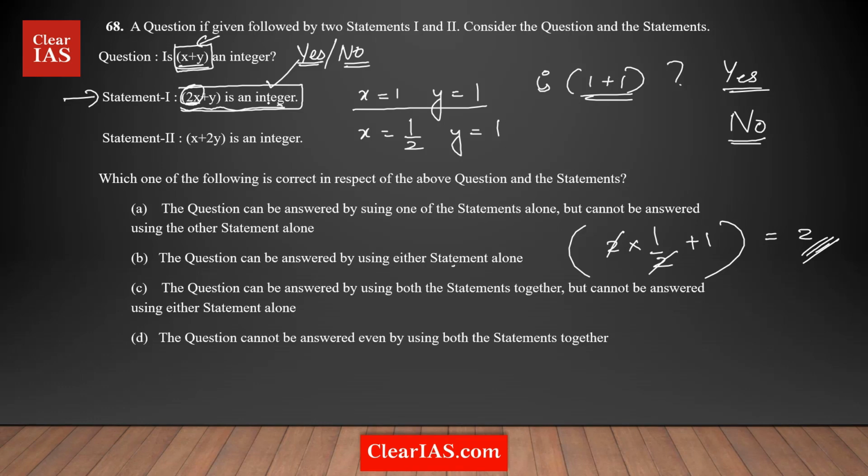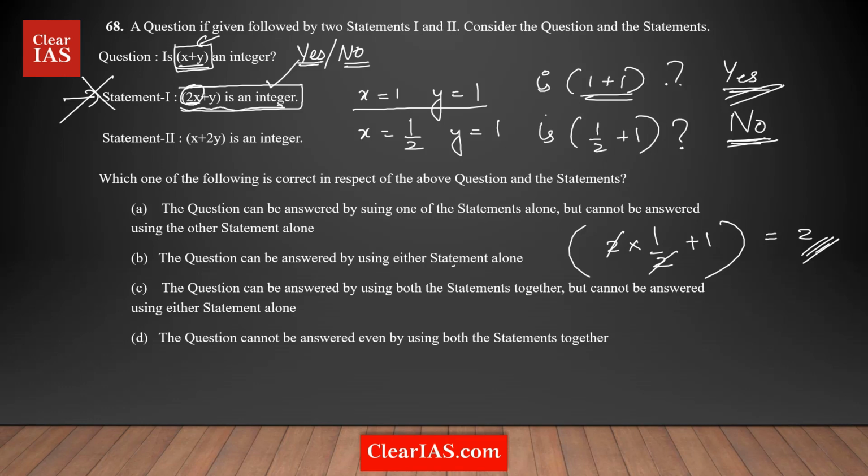Now I'm going to check the question stem. Is x plus y an integer? Instead of x, it's 1 by 2 plus 1. Is this an integer value? You're getting a no. So now you succeeded. You found a scenario where you're getting a no. So you got a yes as well as a no. That means statement 1 is not sufficient.